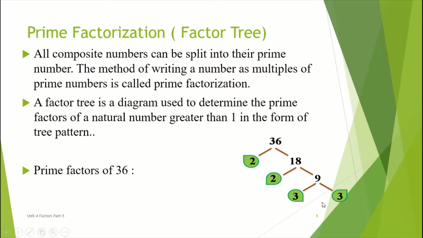Now scholars, here we have got the smallest prime numbers. We cannot divide further. So here we have done with our prime factorization method of 36. So what are the prime factors of 36 by factor tree method? Here we have all the prime factors of 36, that is 2 multiplied by 2 multiplied by 3 multiplied by 3. So the prime factors of 36 by factor tree method is 2 multiplied by 2 multiplied by 3 multiplied by 3.